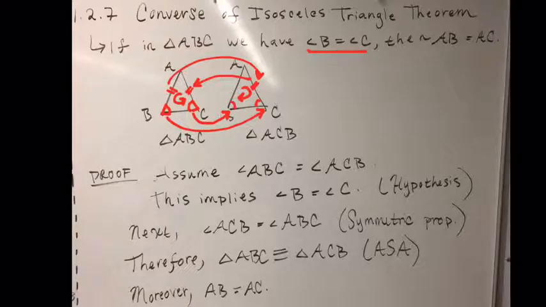So same argument, just with a pair of angles instead of a pair of sides. So being isosceles is equivalently having two equal sides or having two equal angles, and either one of those guarantees the other.